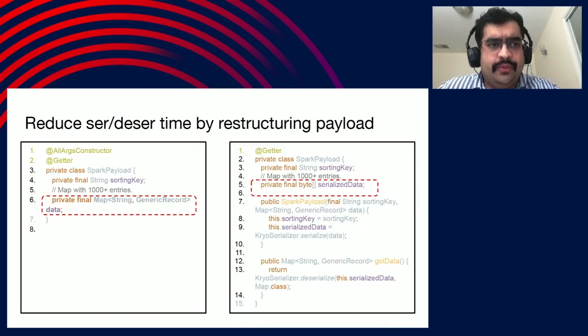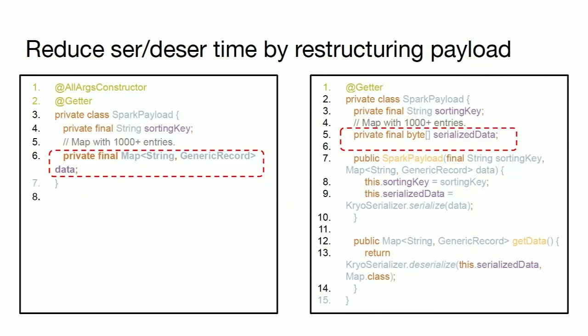Another improvement which we did was by restructuring our payload. Let's look at the left-hand side, which is a typical Spark payload, which has some custom metadata information, and then there is some extra payload. Here, line 6 is that custom payload, which is basically a map which has a string as a key and value as a generic record. The reason I put it here is because let's say this has 100 to 1,000 keys, okay?